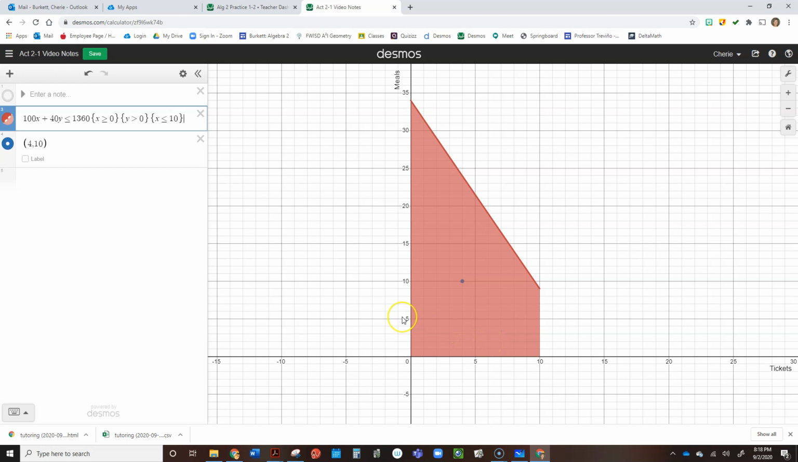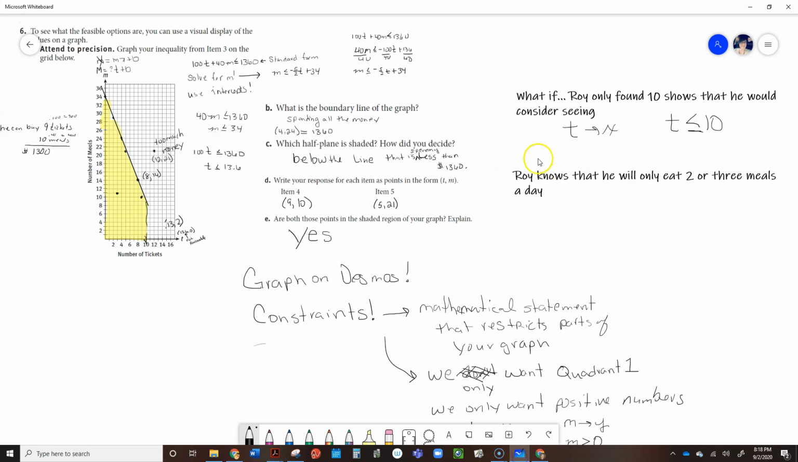All right. And then we've got one more thing to consider. And the other thing to consider is Roy knows he's only going to be there 5 days. That was in the original problem. Roy knows that he will only eat 2 or 3 meals each day. So he's given us an option. If he's there for 5 days, and remember, this is in the information, I think, on page 17. He's there for 5 days. If all 5 of those days he eats 2 meals, that's 10 meals.